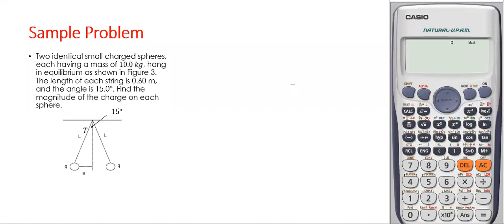Two identical small charged spheres, each having a mass of 10 kg, hang in equilibrium as shown in the figure. The length of each string is 0.60 meters and the angle is 15 degrees. That is the angle between the vertical and the string. Find the magnitude of the charge on each sphere.